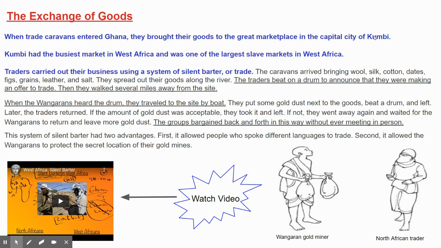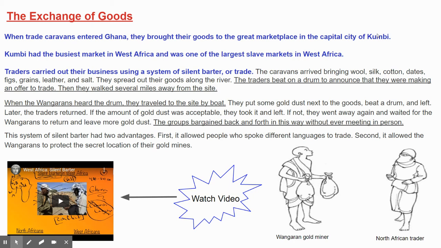They spread out their goods along a river. Then the traders beat on a drum to announce that they were making an offer of trade. Then they walked several miles away from the site. When the Wangarans heard the drum, they traveled to the site by boat. They put some gold dust next to the items, beat a drum, and left.